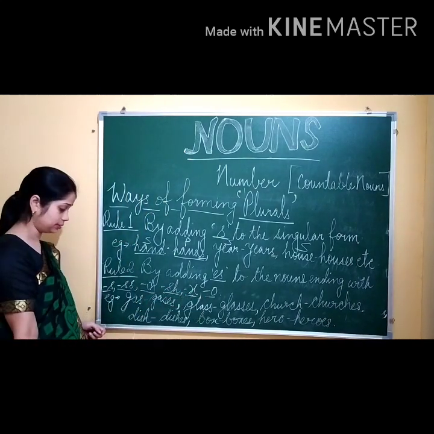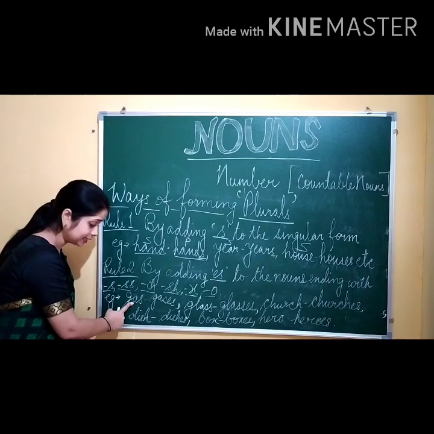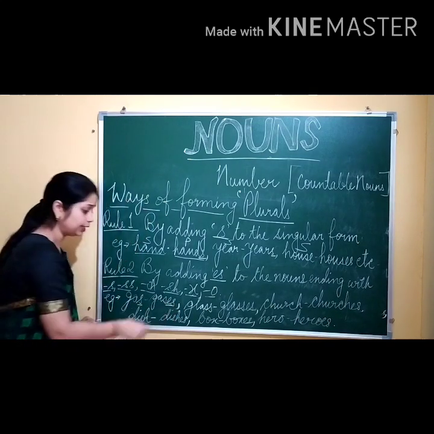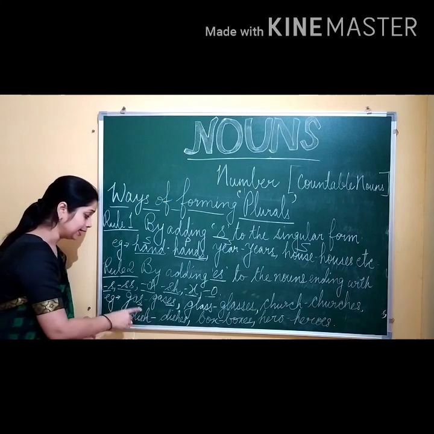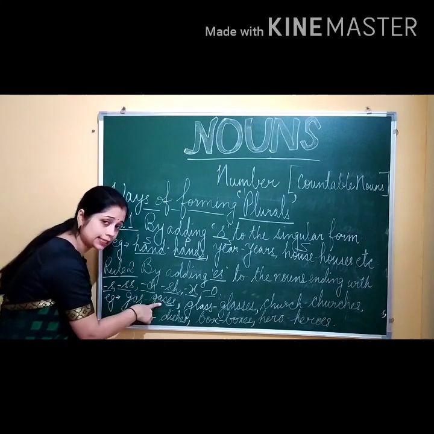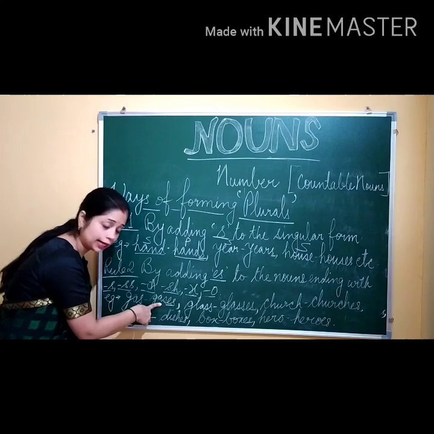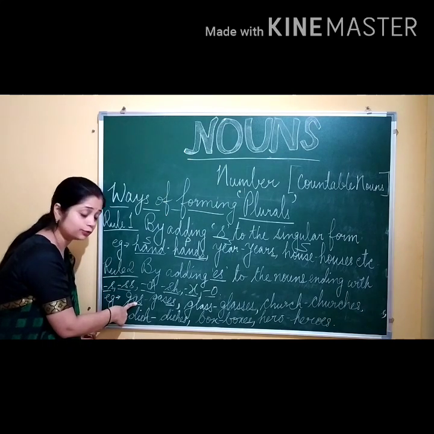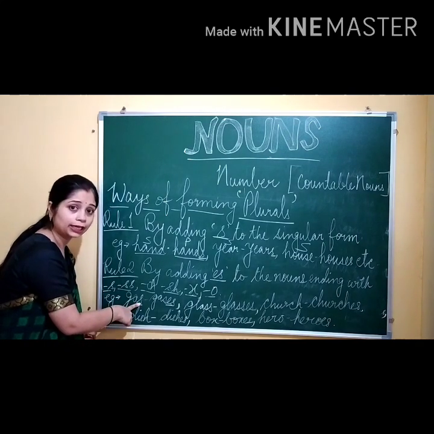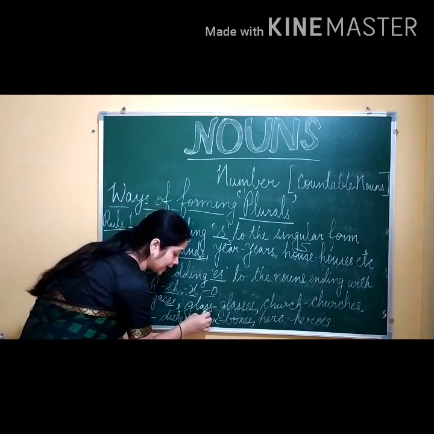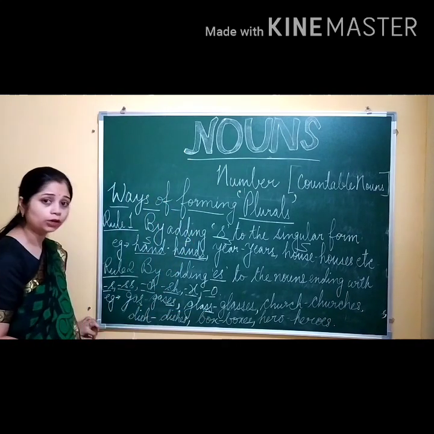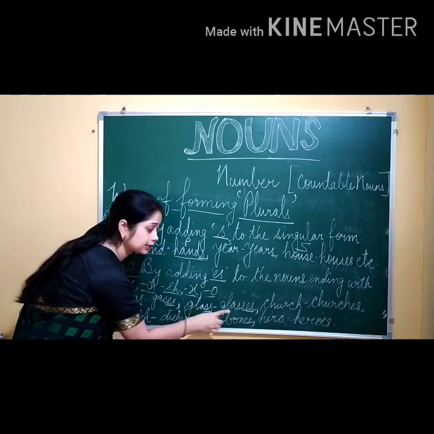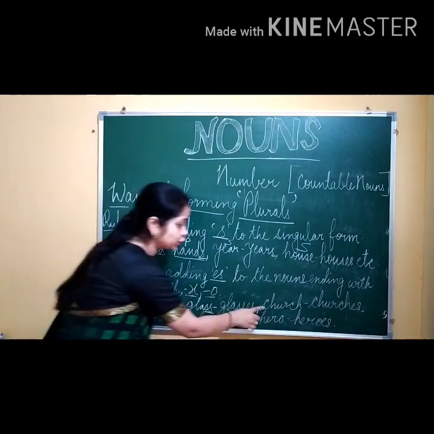Let's take a few examples. In this example, gas is ending with s. So we have added es to it to change it into plural form. One gas, more than one gases. What have we done? We have added es to the singular form because the word ends with s. In the same way, glass. Glass ends with double s and therefore we have again added es to it. Glass singular, glasses plural.